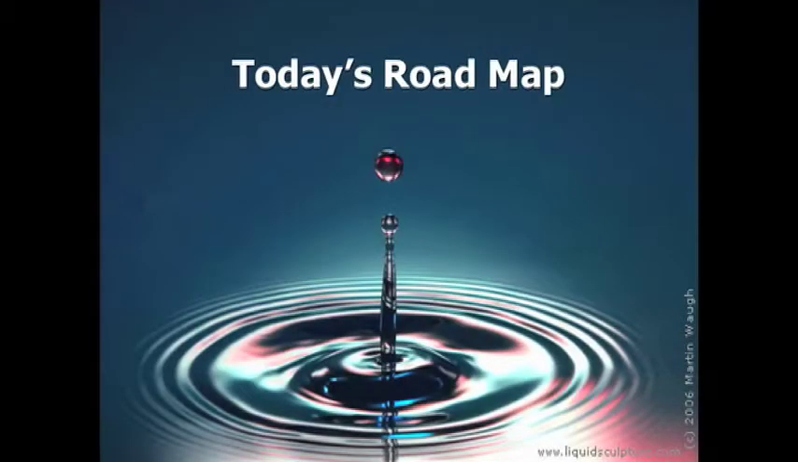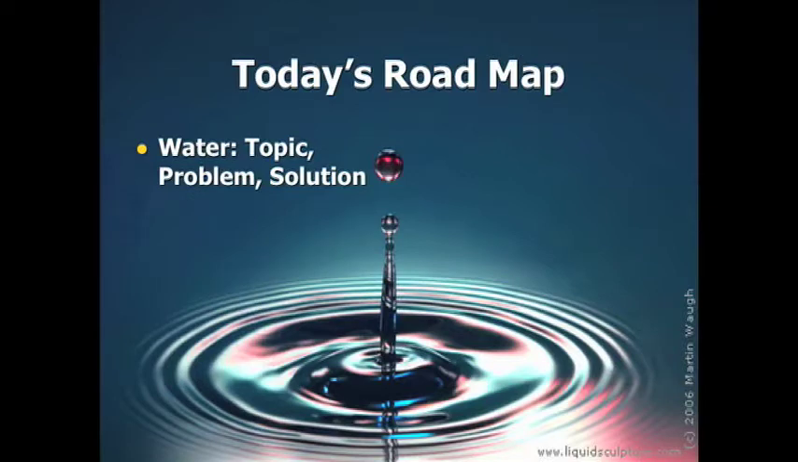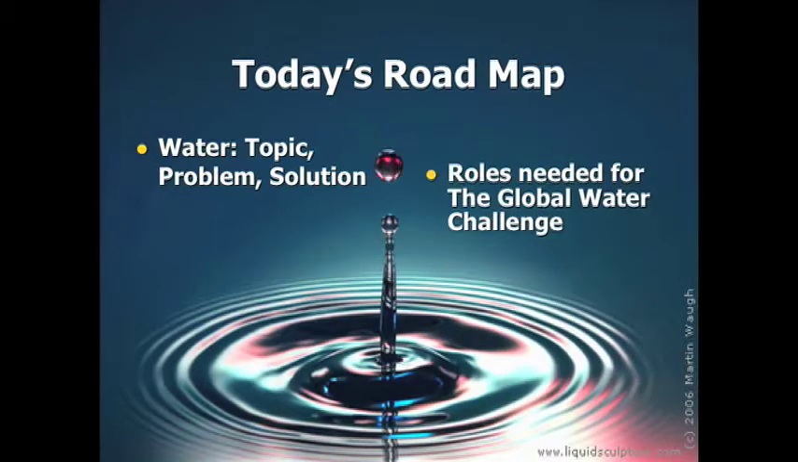Here's an outline of what we're going to be talking about today. First, we'll talk about selecting a topic on water, the problems associated with it, and how to develop a solution in a presentation. Then we'll talk about the roles needed to be played in the cast of characters for putting on a successful Global Water Challenge. And finally, we'll talk about the judging process and how to maximize your scores on the day of the event. We'll also show how it all comes together in the final days of competition.